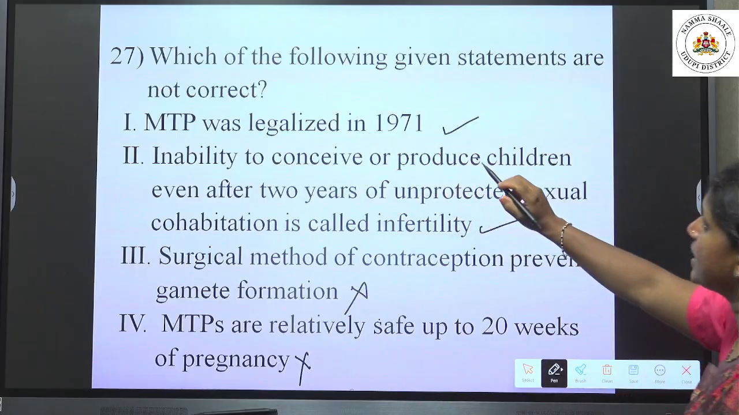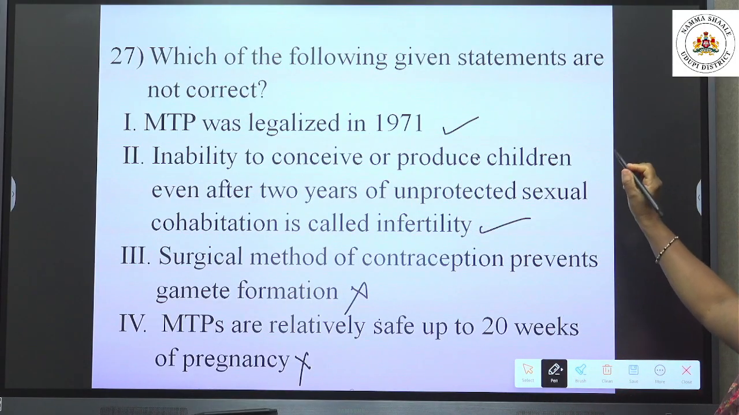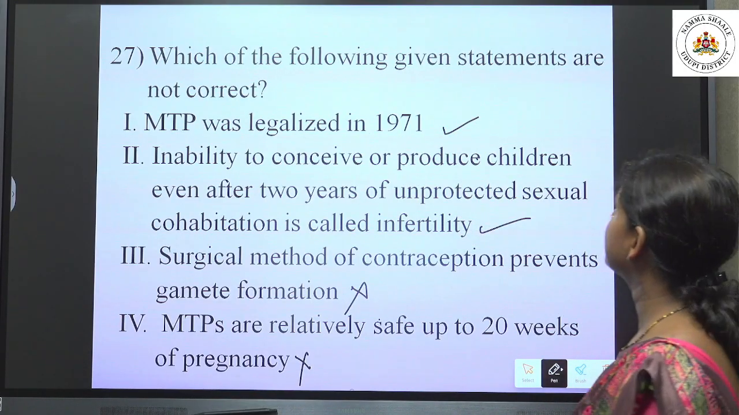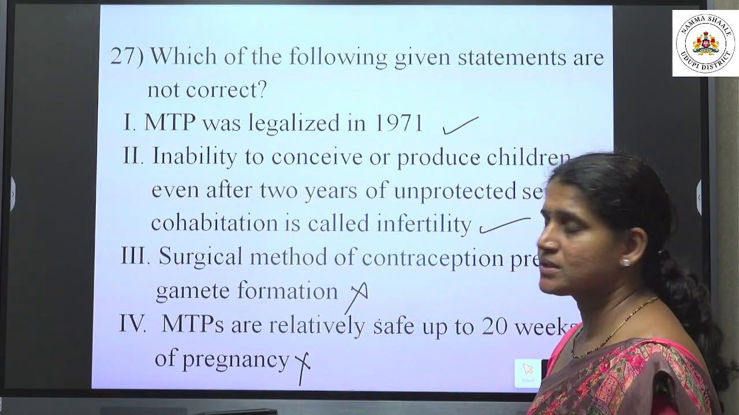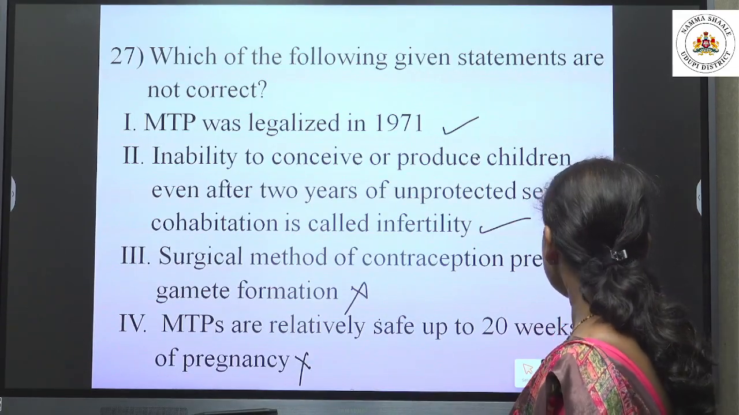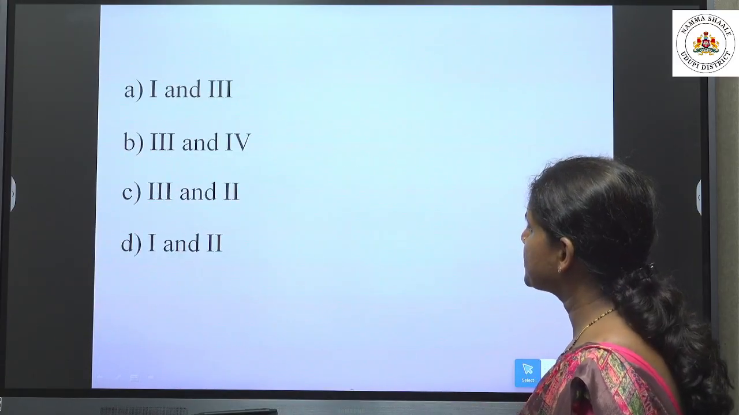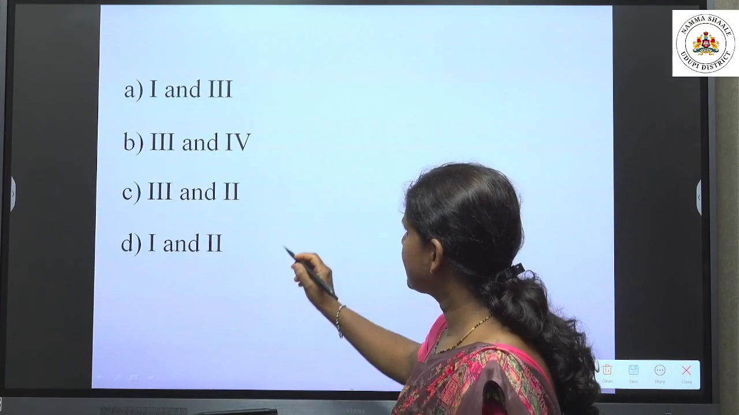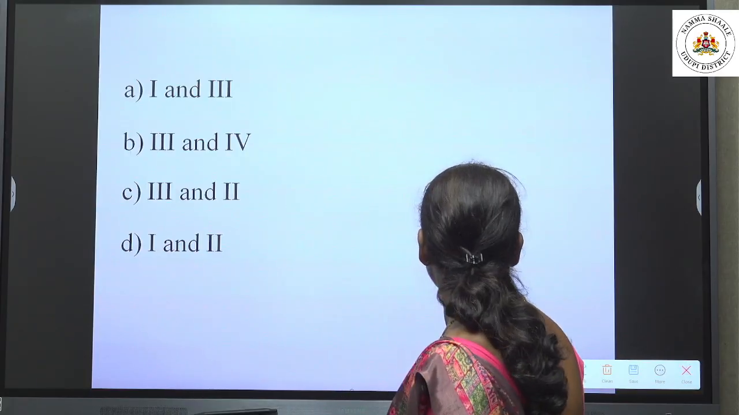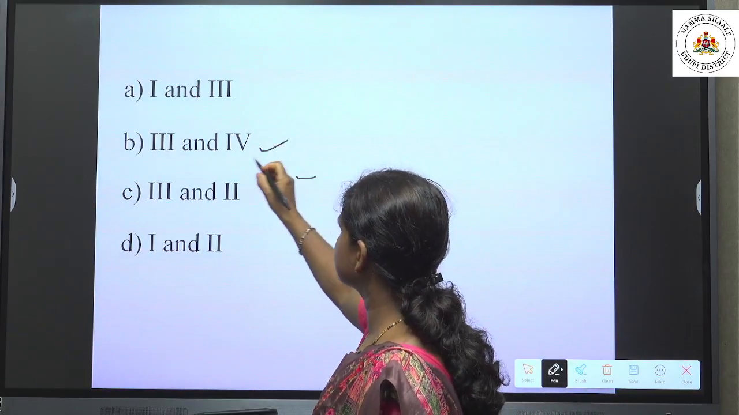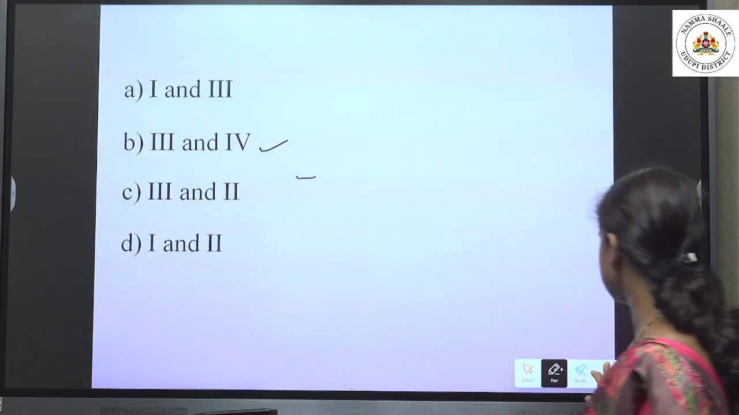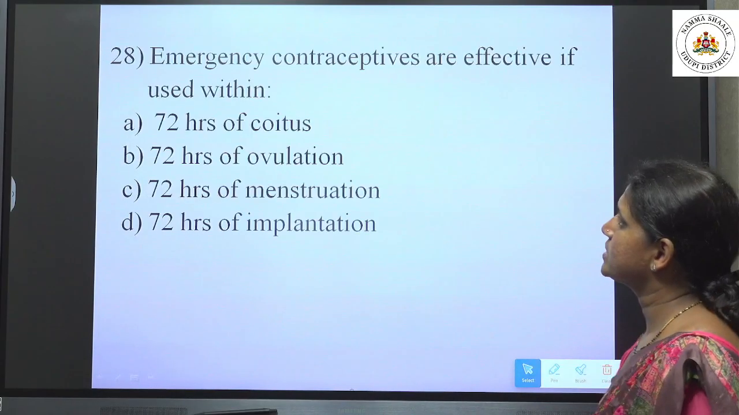What's the question here? Which of the given statements are not correct? It is mainly the third and the fourth. The option third and the fourth. So hence option B is the correct one. This is the answer. Next question.